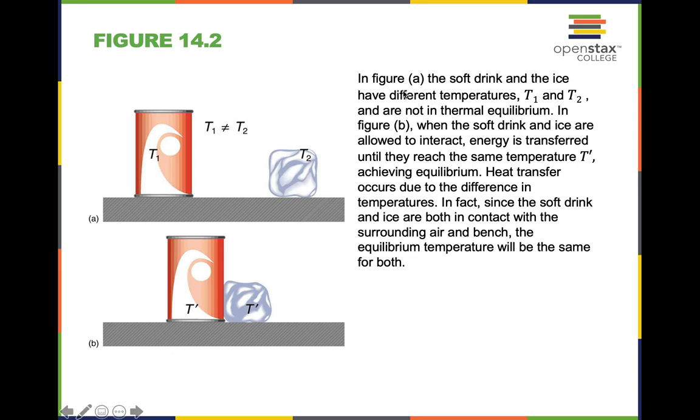So in this figure, for A, the soft drink and the ice have different temperatures, T1 and T2, and are not at equilibrium. For B, when the soft drink and ice are allowed to interact, energy is transferred until they reach the same temperature, T prime, achieving equilibrium. Heat transfer occurs due to the difference in temperatures. In fact, since the soft drink and ice are both in contact with the surrounding air and bench, the equilibrium temperature will also be the same for both. So just because they make contact right here, once those temperatures are the same, that's when they reach equilibrium.